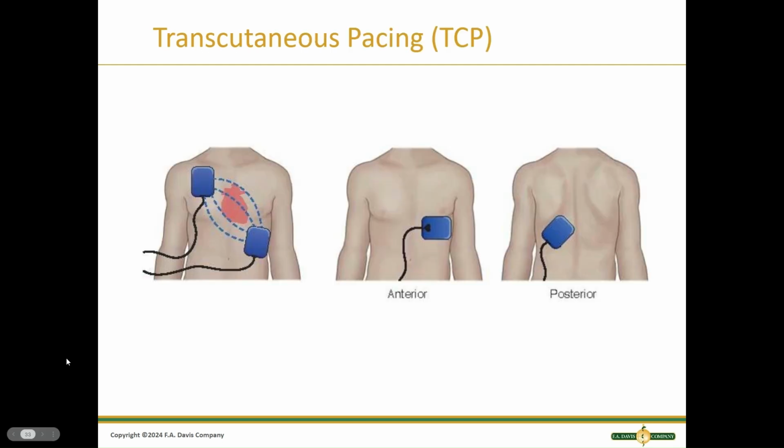So here is an example of transcutaneous pacing. Again, this is just pads that are placed. They can either be on the front of the chest as shown, or one in front, one in back.